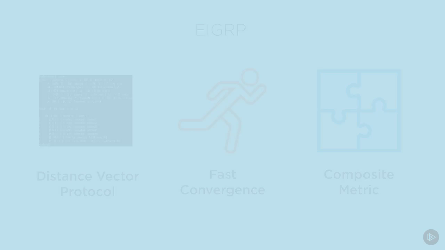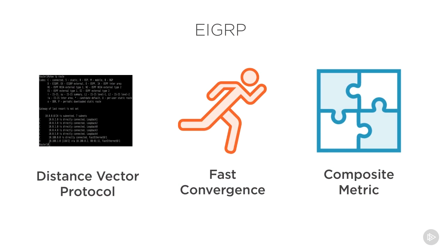Let's take a look at how EIGRP operates and what its main features are here. EIGRP is a distance vector protocol. It has fast convergence like OSPF, and it uses a composite metric, which can give the administrator lots of options for building and maintaining their data network.